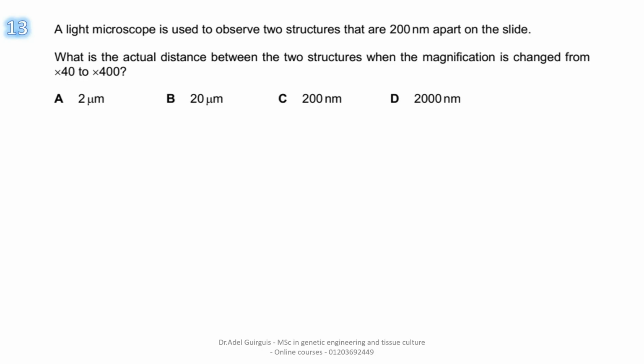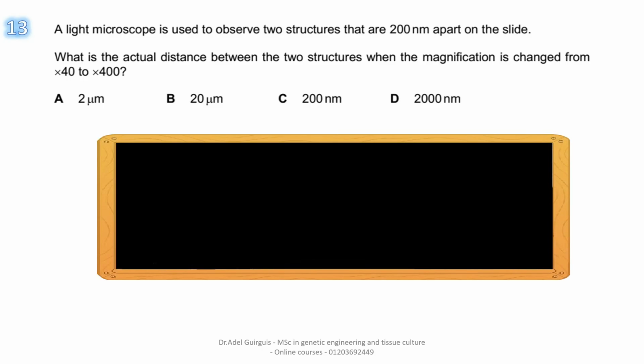Sure, it is still the actual. It still keeps the same distance. I mean, it keeps the 200 nanometer. It doesn't change with the magnification power of the lens used. The actual distance is not affected by the lens used or its magnification power.